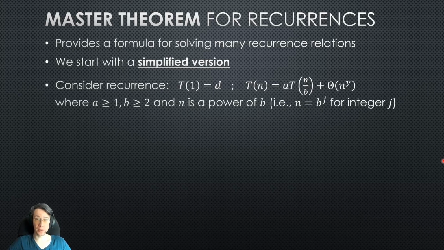So suppose that you have an algorithm whose runtime can be captured by a recurrence of the following form. So you have some base case, for example, t of 1 equals d, where d is a constant. And then you have the recurrence t of n equals a times t of n over b plus theta n to the y. So intuitively here, the way to interpret this expression is you have a recursive calls. Each of those a recursive calls is operating on a subproblem of size n over b. So you're dividing the problem into subproblems of size n over b.